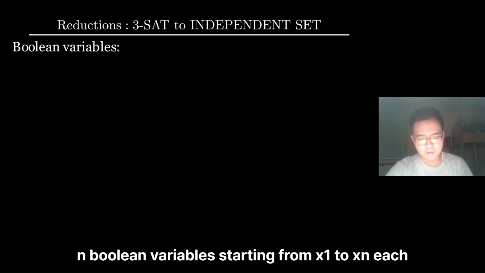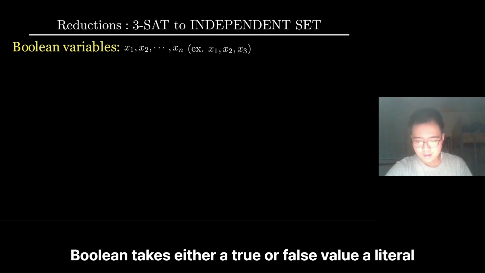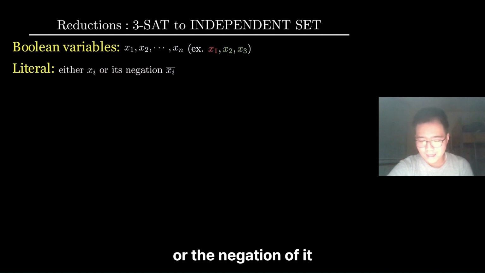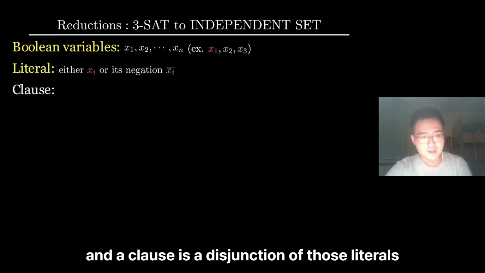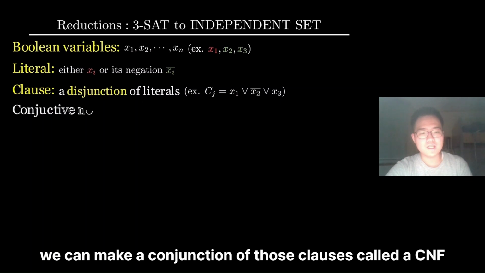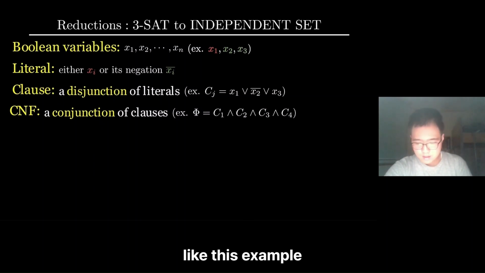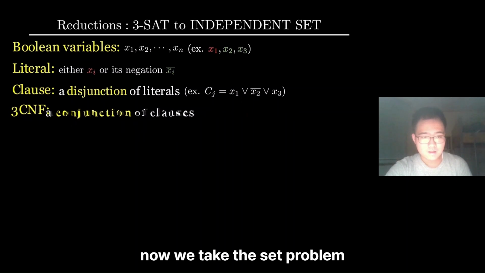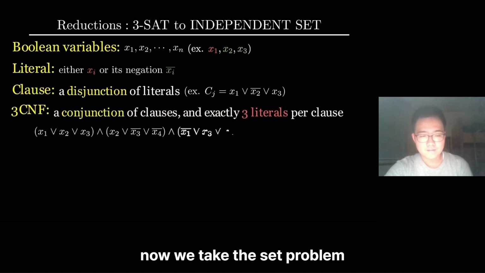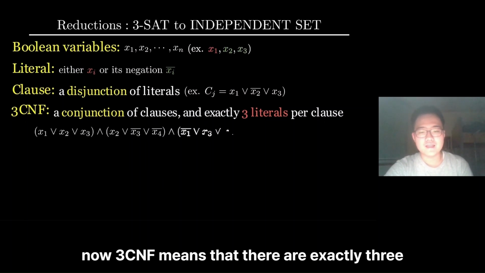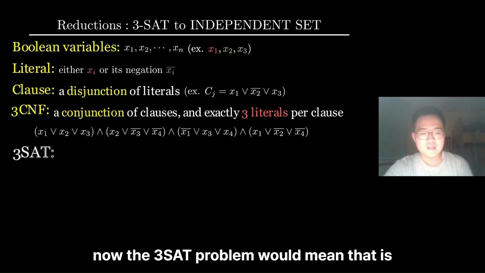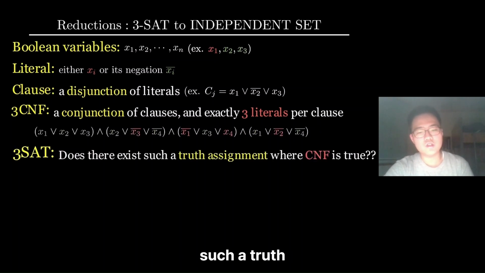First, there are n Boolean variables, starting from x1 to xn. Each Boolean takes either a true or false value. A literal is either the Boolean itself or the negation of it, and a clause is a disjunction of those literals. We can make a conjunction of those clauses, called a CNF. Like this example. Now, we take the 3-SAT problem. 3-CNF means that there are exactly 3 literals per clause. The 3-SAT problem asks: does there exist a truth assignment where the CNF is true?